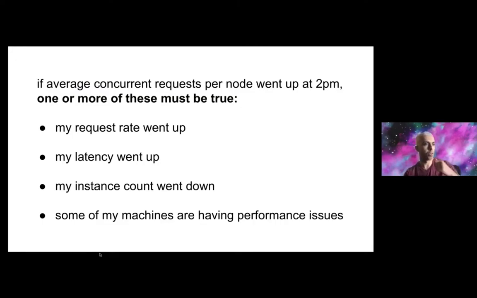Either my request rate went up, my latency went up, or my instance count went down, which is kind of a subset of request rate going up per node. You have fewer nodes, same traffic, more requests per node. Or some of my machines are having performance issues, which is kind of a subset of latency went up. Maybe the machines are just having problems. In AWS, sometimes hardware goes bad, or there's a noisy neighbor problem or something like that. Either way, if concurrency goes up, one of these has to be true.